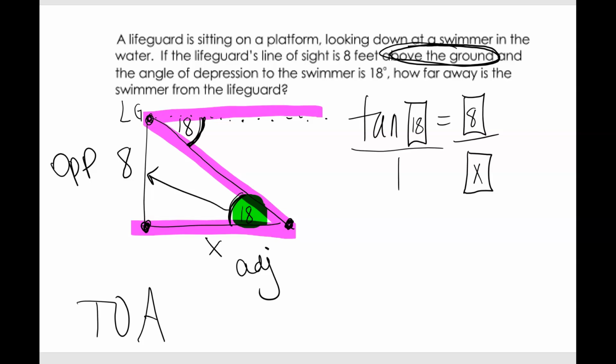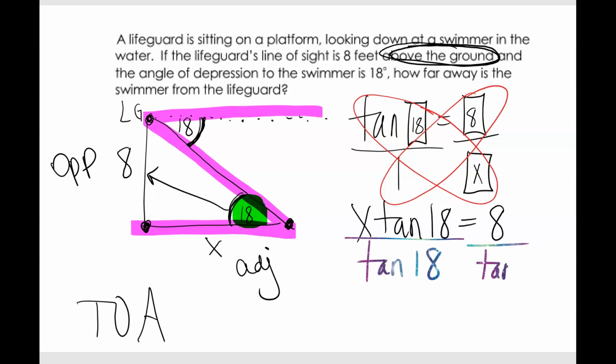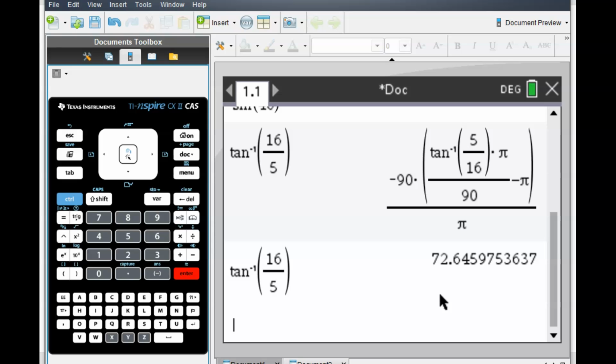Cross multiply because x is the denominator. When you rewrite it as x tangent of 18 is equal to 8 times 1, which is 8. X is not alone. It's attached to the tangent of 18 by multiplication. To detach, you divide. So we're going to divide both sides by the tangent of 18. So x is equal to, plug that in your calculators, 8 divided by tangent of 18.